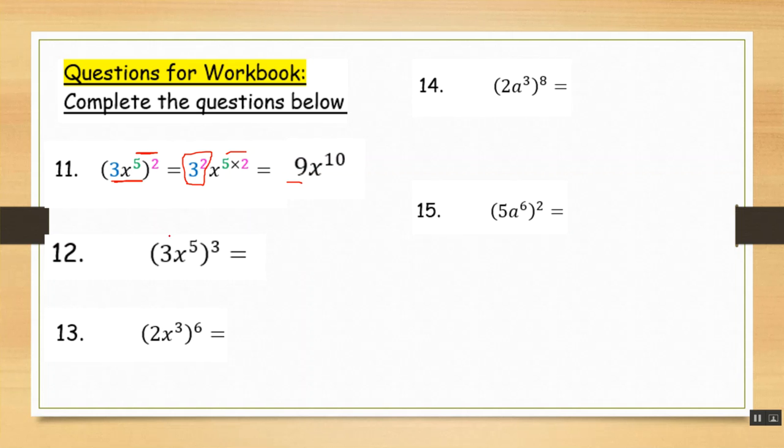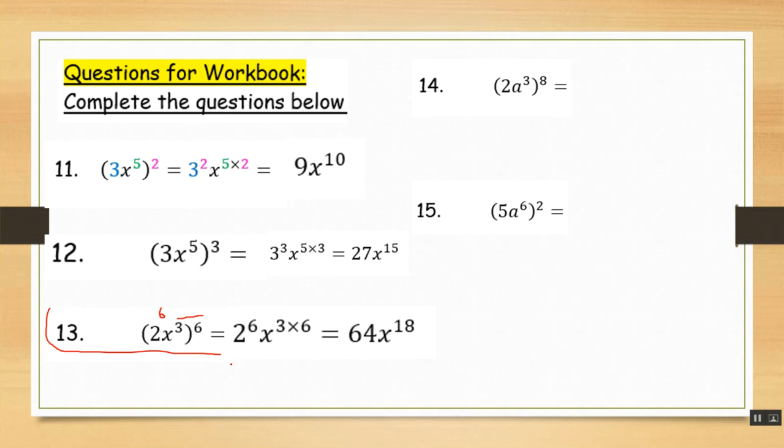So for question 12, we need to do 3 cubed and x to the power of 5 times 3. 3 cubed is 27. x to the power of 5 times 3 is x to the power of 15. Question 13, we've got 2 to the power of 6 and x to the power of 3 times 6. So 2 to the power of 6 is 64, and we get x to the power of 3 6s are 18.